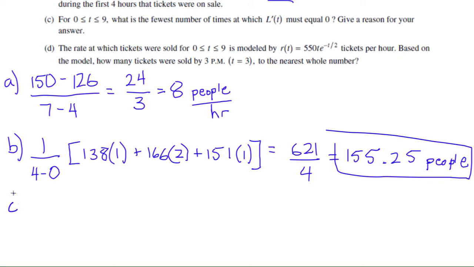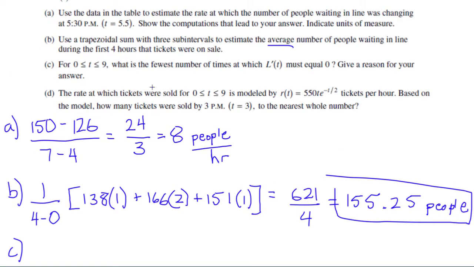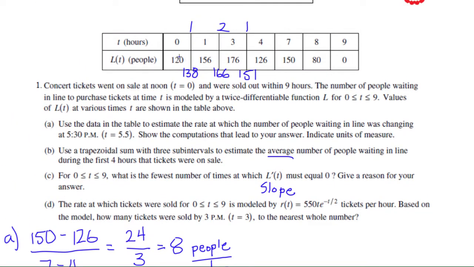And then part C. What is the fewest number of times at which the derivative must be 0? So this is talking about slope. It's a little bit hard to figure out even with a calculator, but let's see what's going on here. From 120 to 156, I'm increasing, then decreasing, then increasing, then decreasing. We don't know exactly when it happened. It could have happened between 156 and 176, or between 176 and 126.